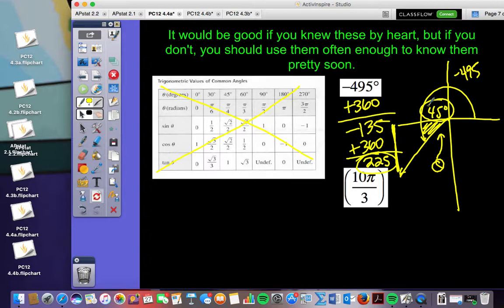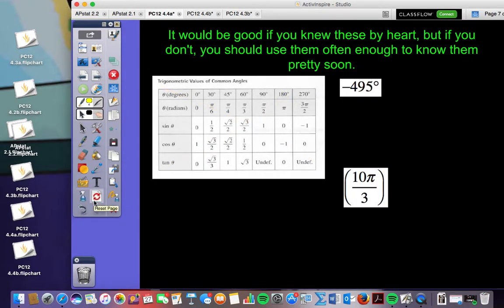Rosemary, could you help me out? 10 pi over 3. What would I do on that one if I was doing the same thing? What would you start with? Good. Yeah. So subtract 2 pi, right? And someone else help me. What would I then convert that to? Yeah. Good. That's right. We would convert this to 6 pi over 3, right? When subtracted, we would then convert to 4 pi over 3. Good.